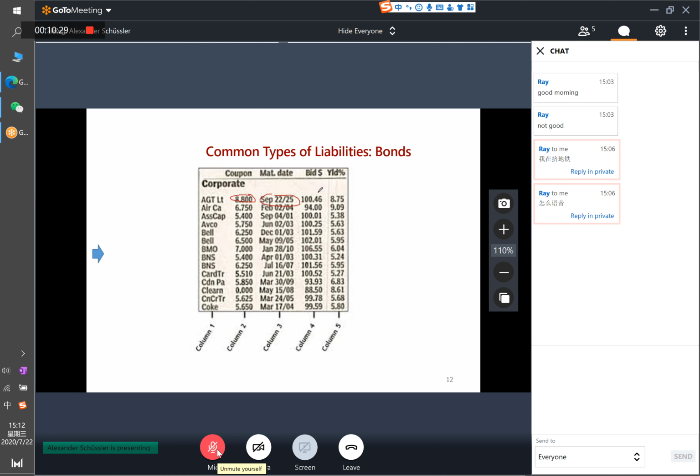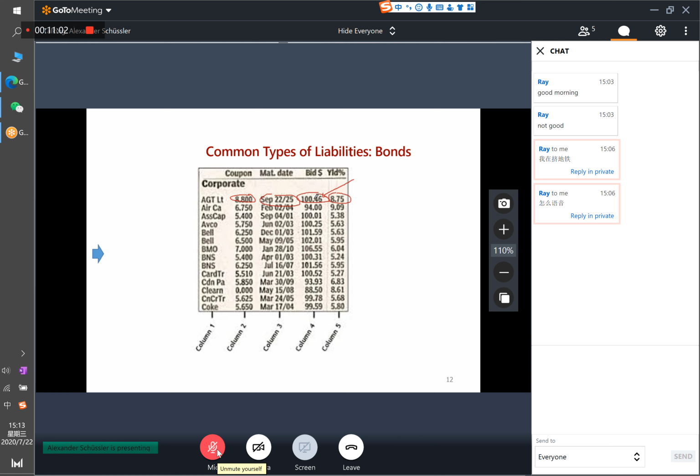Then we have the price of the bond, and we have the yield. The yield is the yield that you are getting when you are buying the bond at this price. Then you're getting this yield, because you would get the coupon if you buy the bond at 100.